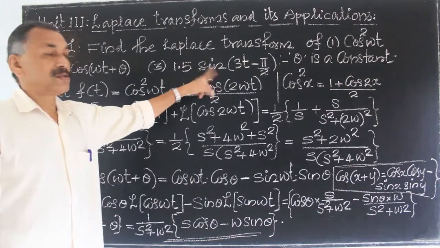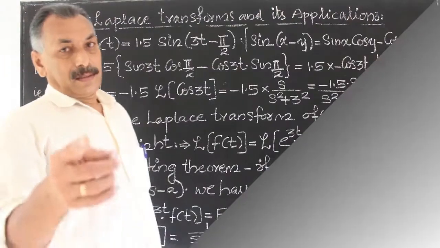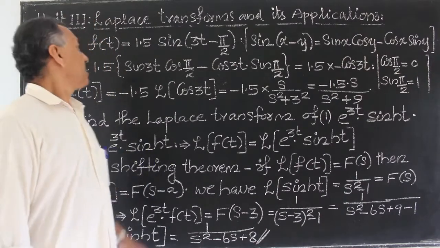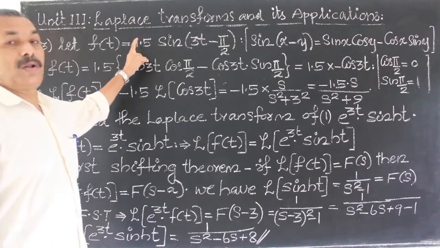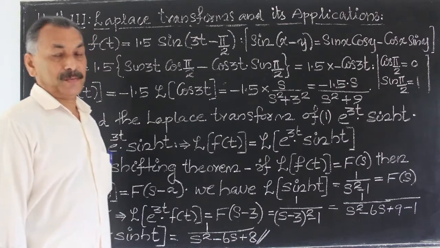ഇത് 1.5 into sin(3t minus pi by 2) എന്നുള്ളത്. അതും ഏത് ഫോമിലാണ്? sin(a plus b), a minus b എന്നുള്ള ഫോമിലാണ്. അത് നോക്കാം. അത് ഇത്രയും സേവ് ചെയ്തിട്ട് നോട്ടിലേക്ക് പോകാം. ലാസ്റ്റ് പ്രോബ്ലം, തേർഡ് ക്വസ്റ്റ്യൻ. Find the Laplace transform of f of t is equal to 1.5 sin(3t minus pi by 2).